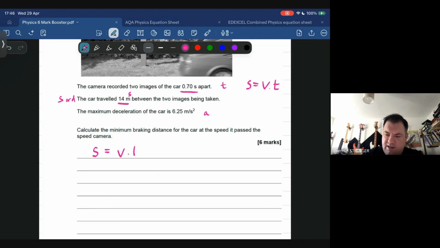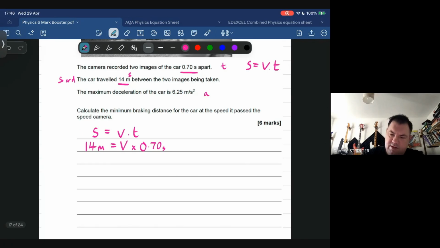So S equals VT. Then we go, the S is 14 meters. Do we know the velocity? I don't think we do, do we? So it looks like we're working out a velocity here. This is where it starts to make a bit more sense, right? And then the T is the time. So times by 0.70. Do you agree with that? Yeah. So if we rearrange those, we do V equals 14 meters divided by 0.70 seconds.